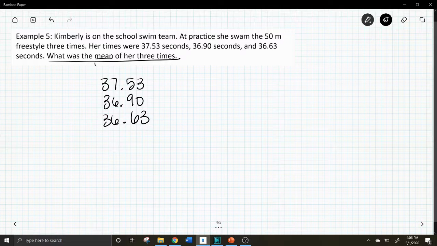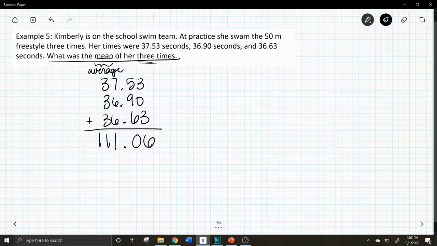So you have to remember here that mean is the same thing as average. So what do we do when we need the average? We have to add up these 3 times and then divide it by 3 because it was 3 times. So add those all up, and I'm not going to go through the pretense of adding them up with you. I'll just tell you it's 111 and 600ths. So we'll take 111 and 600ths, and we will do the division part together.